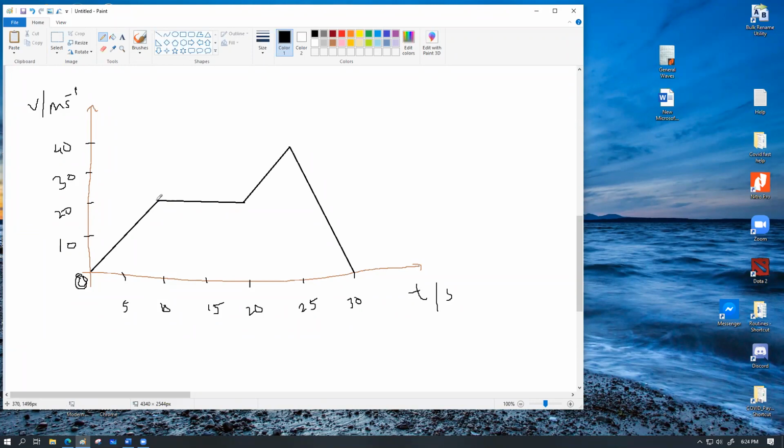second. Then it maintains that speed for the next 10 seconds. So it's a horizontal line, no acceleration. Then it accelerates once again, going from 20 seconds to 25 seconds. Within this 5 seconds, it goes from 20 meters per second to 40 meters per second. And then from there, it eventually comes down to rest at the 30-second mark. So we want to calculate the total distance covered by this object.